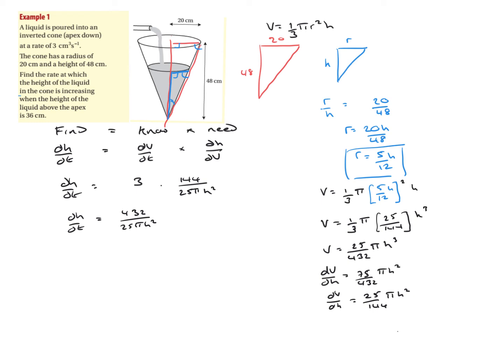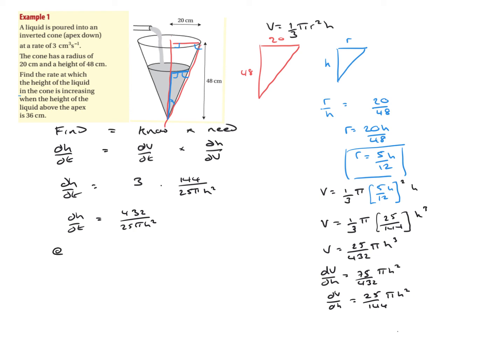Now we just have to finish off the question. It states here: find the rate at which the height of the liquid in the cone, which is dh/dt, is increasing when the height of the liquid above the apex is 36. So all we do now is stick 36 in here.